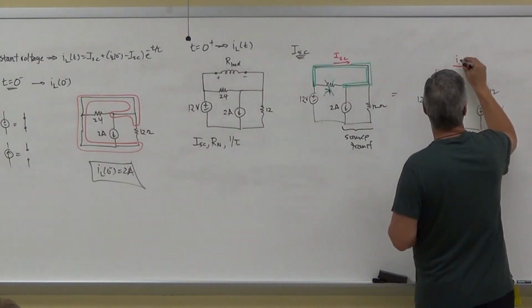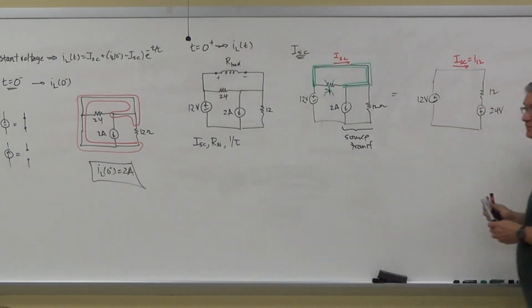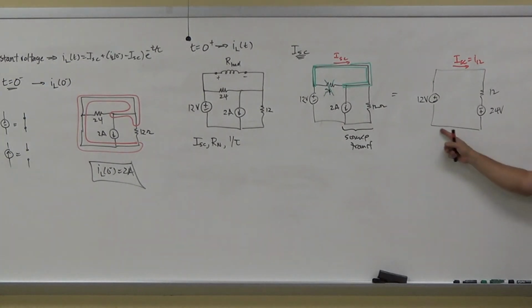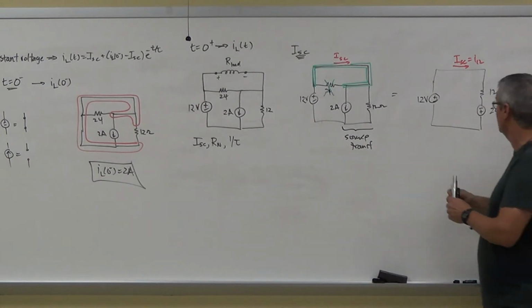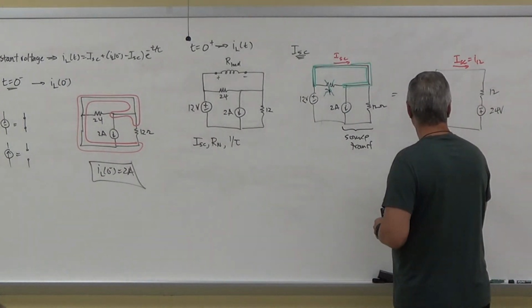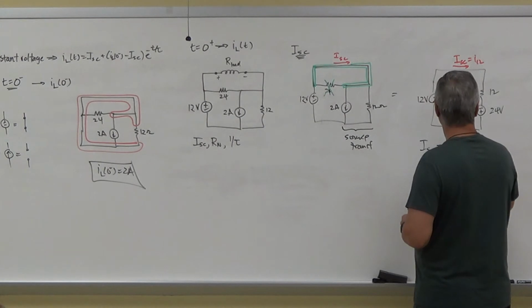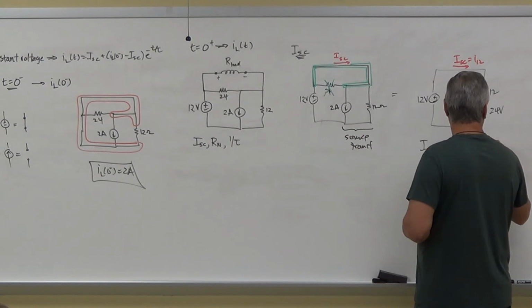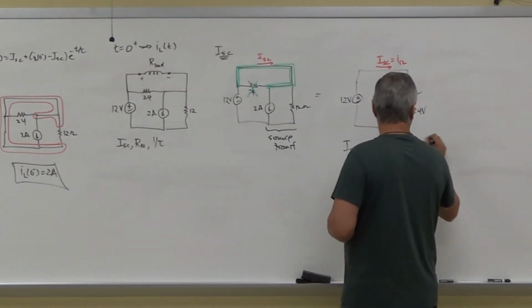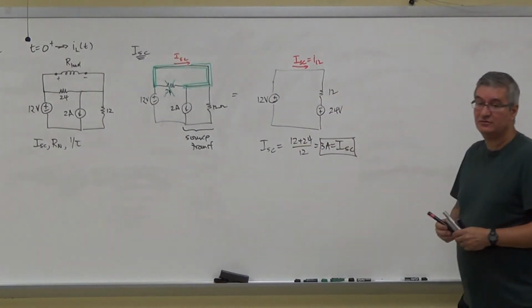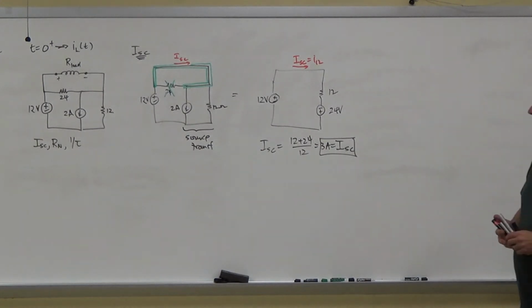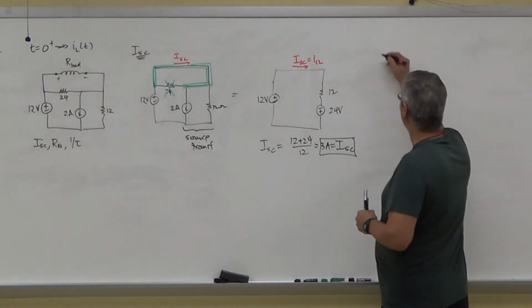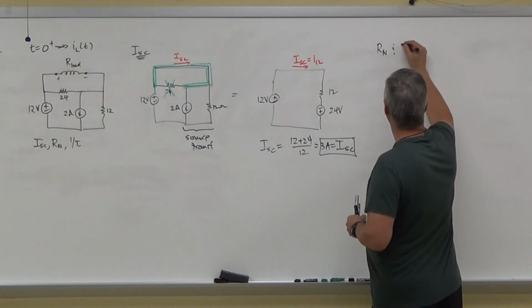So you can see that the current I short circuit is the same as the current across the 12. I get these two guys added together, which gives me 36. 36 divided by 12 gives me 3. So then I see here that I short circuit is going to give me 12 plus 24 divided by 12, which gives me 3 amps. Look at source transformation. Okay? So now, we're looking for Rn and 1 over tau.